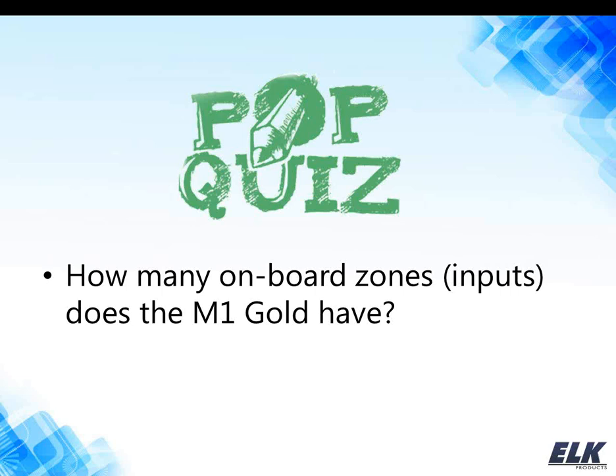And it looks like we do have some people out there paying attention for us. So the correct answer is 16 zones. That's 16 zones on board. The system is expandable to a maximum of 208 zones, and up to 144 of those can be wireless. So good job, guys.